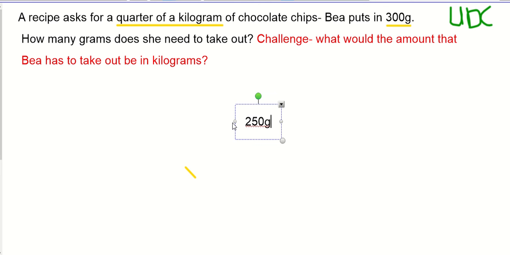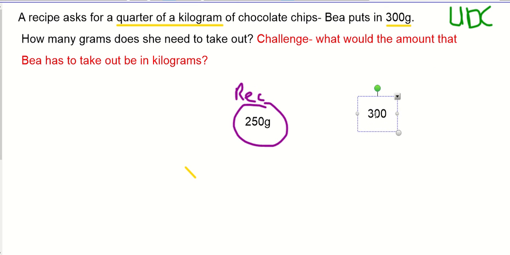So what I'm going to do is my drawing part. You don't really have to draw very much for this. So that is how much is needed in the recipe. And then she's put in 300 grams. I'm just going to use a different colour. So that is how much B has put in. So it's clear because she's put in a number that is bigger, she's put in too many. So it says how many grams does she need to take out?